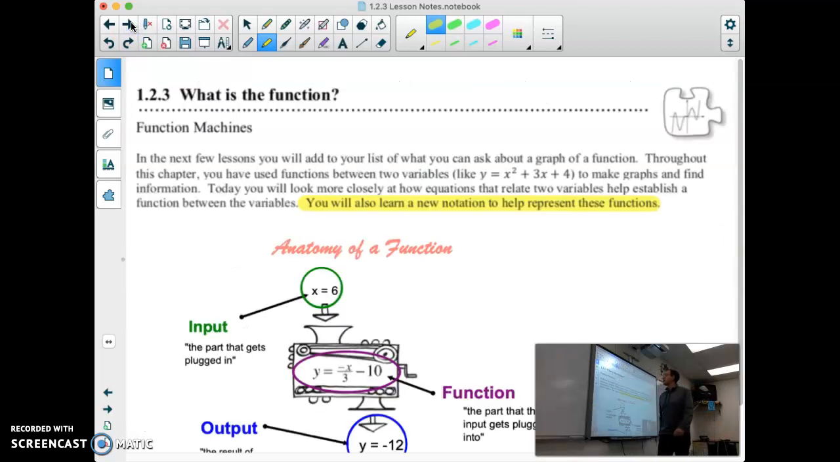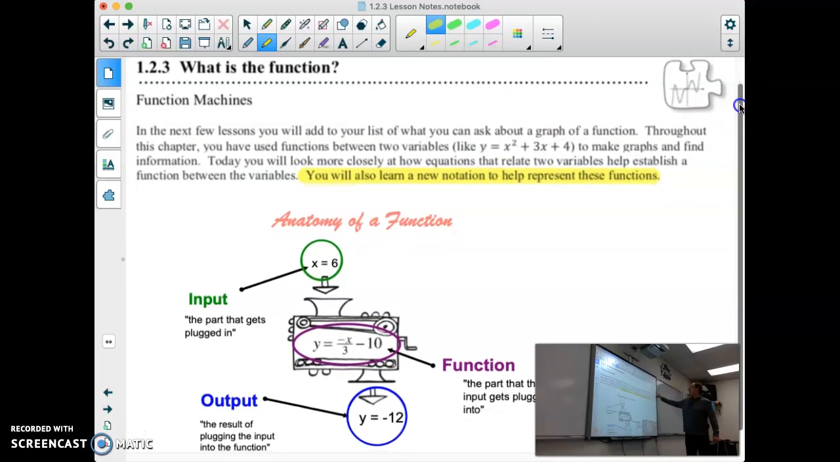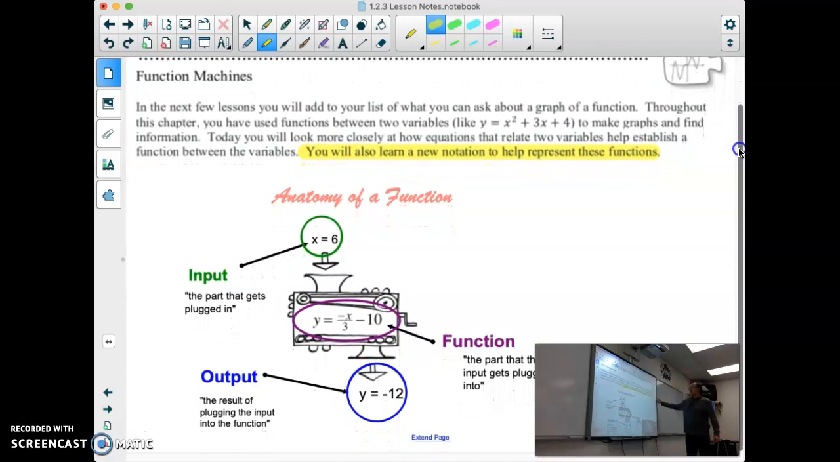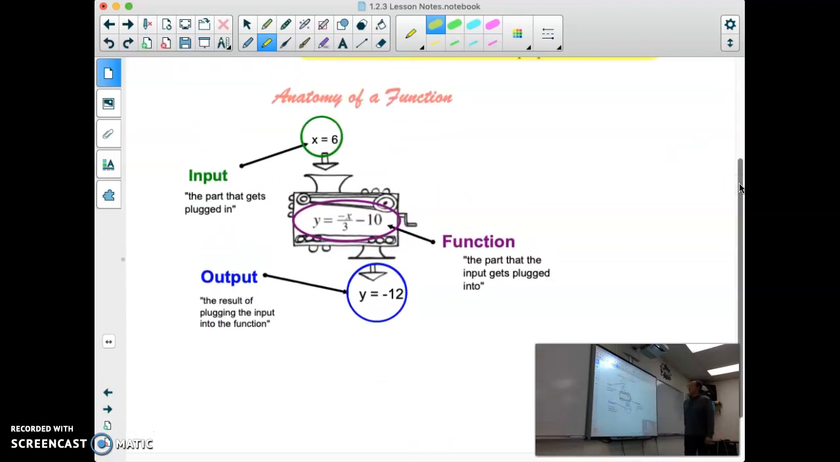Let's get to math. So function machines is what we're talking about again today, and functions in general. We're going to learn a new way to notate functions to try to represent data, or represent information, just a little bit easier for us. So how we've seen this in the past is just like this with our function machine.